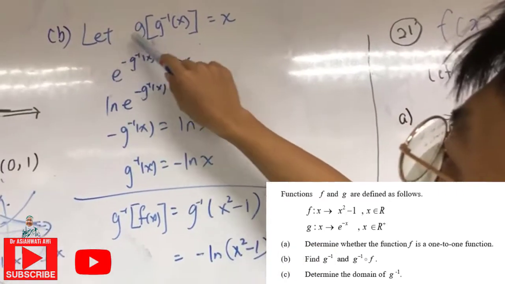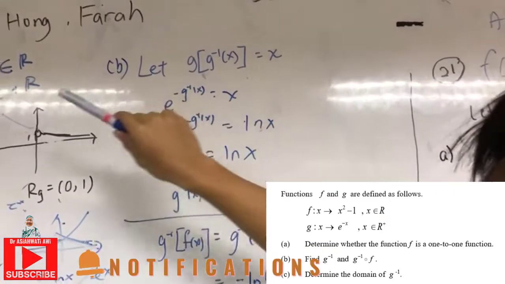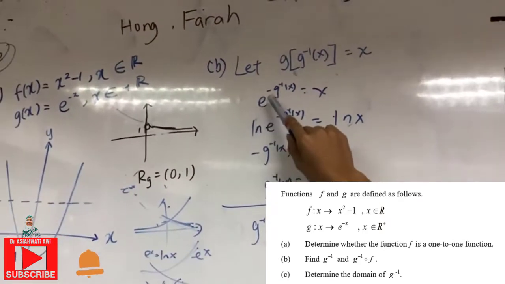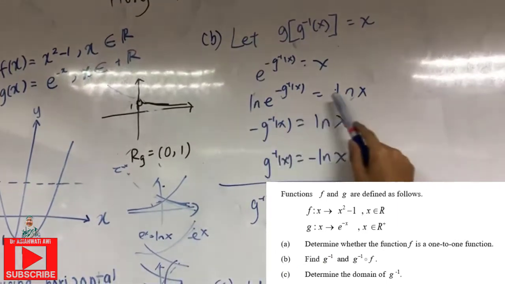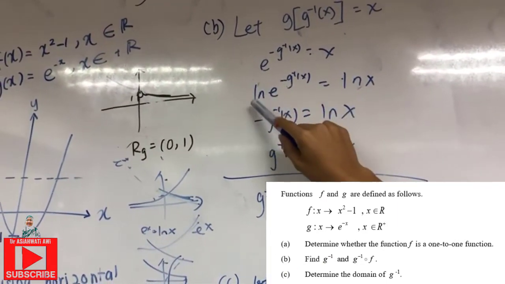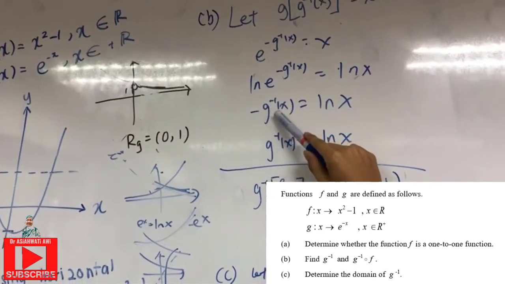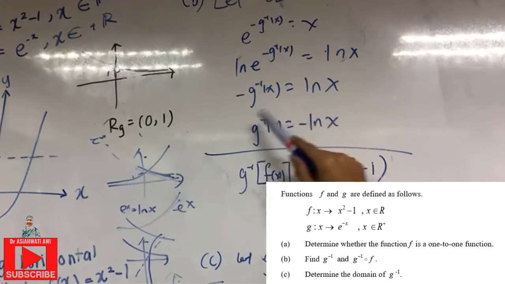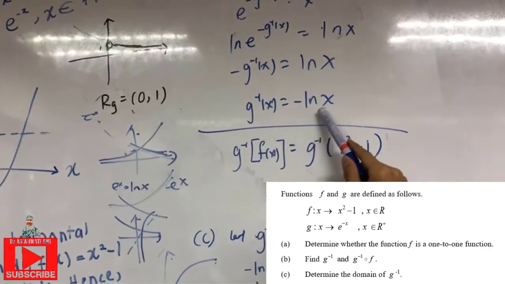For the part B, the question need to find the g inverse. So at first we let g inverse equal to x, and then we sub g inverse into g(x). So we get e power negative g inverse equal to x. We add ln at both sides, and then we move the negative g inverse in front, as we know that ln e is equal to 1. So negative g inverse is equal to ln x, and then we times negative 1 at both sides, we get g inverse equal to negative ln x.